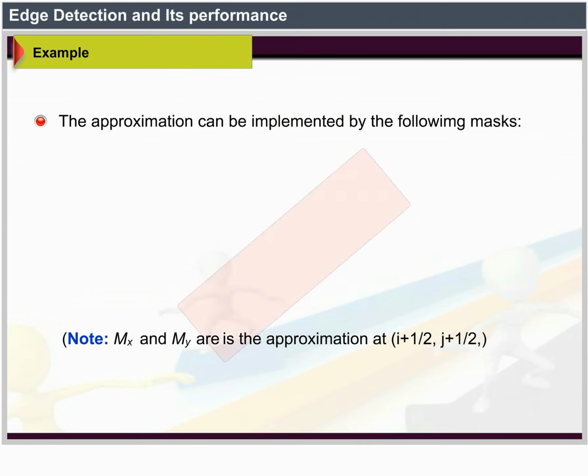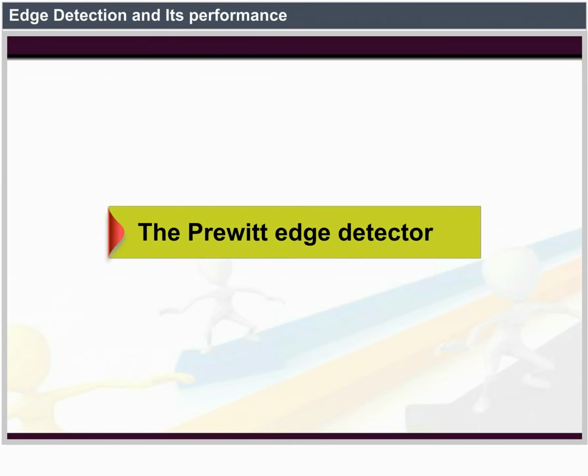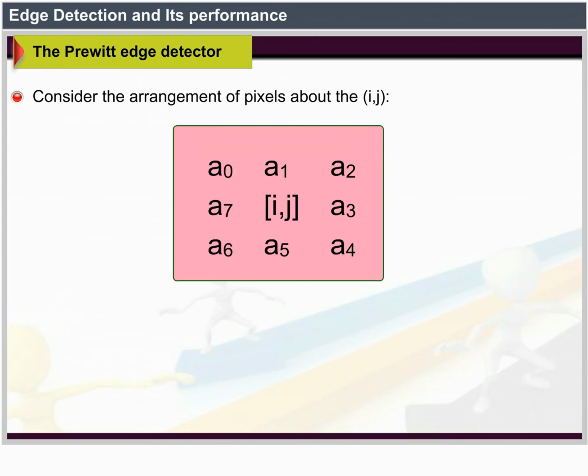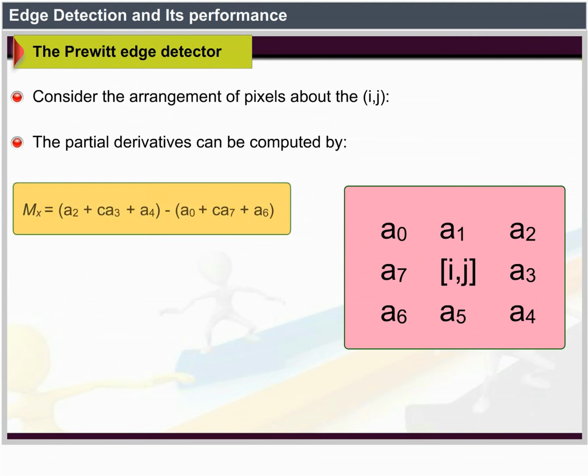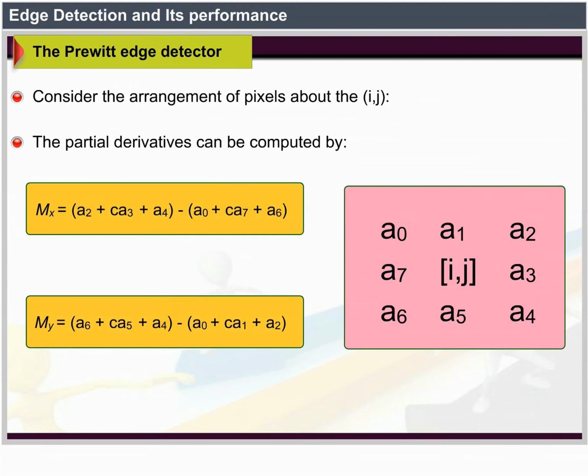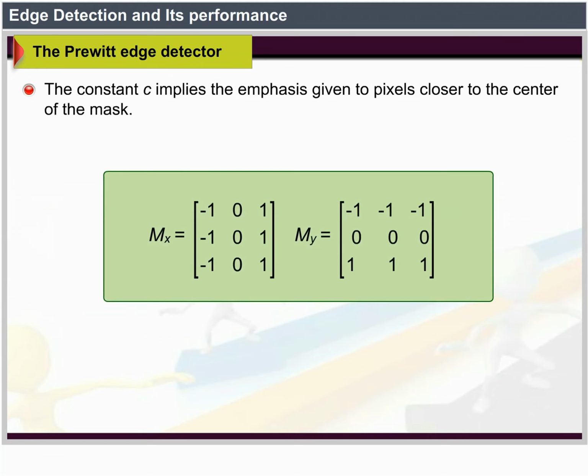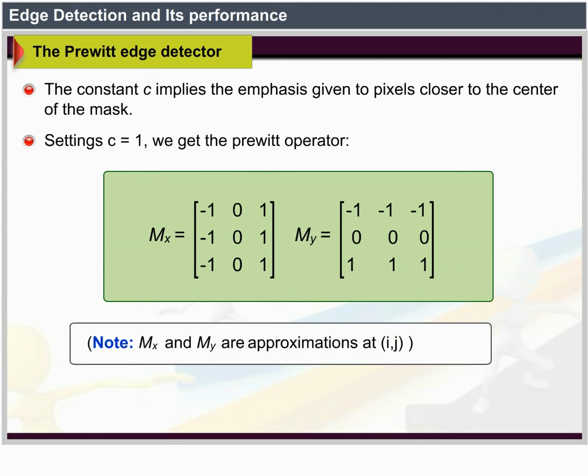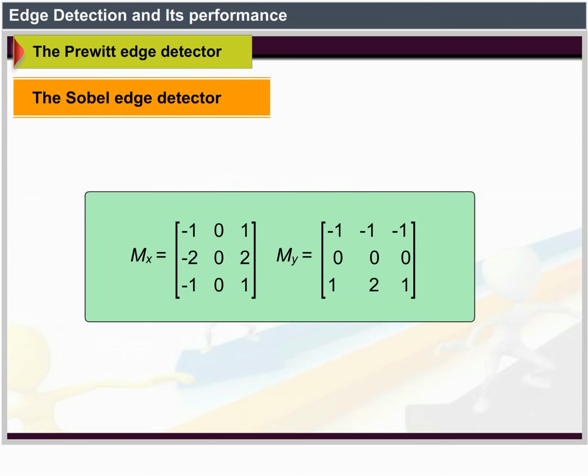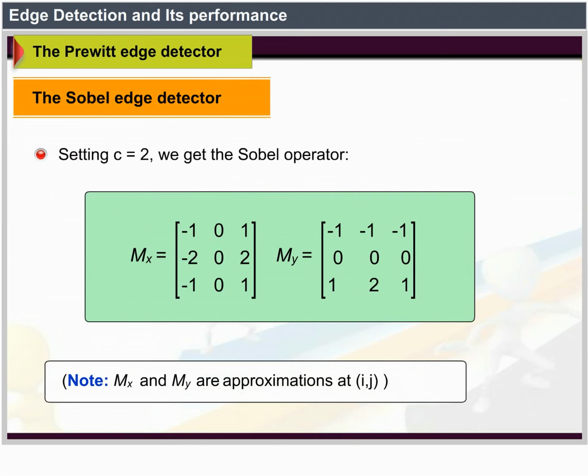This is followed by the Prewitt edge detector. Consider the arrangement of pixels about the pixel i, j. The partial derivatives can be computed by the following. The constant C implies the emphasis given to pixels closer to the center of the mask. Setting C equals 1, we get the Prewitt operator, mx and my. The Sobel edge detector: setting C equals 2, we get the Sobel operator as follows.